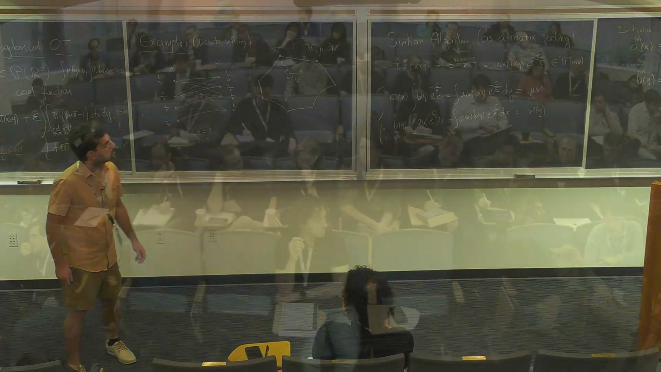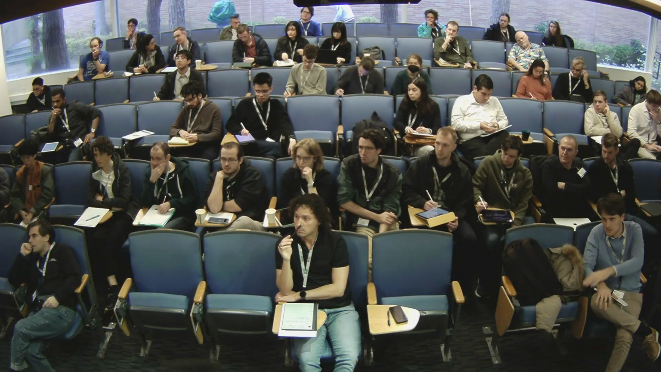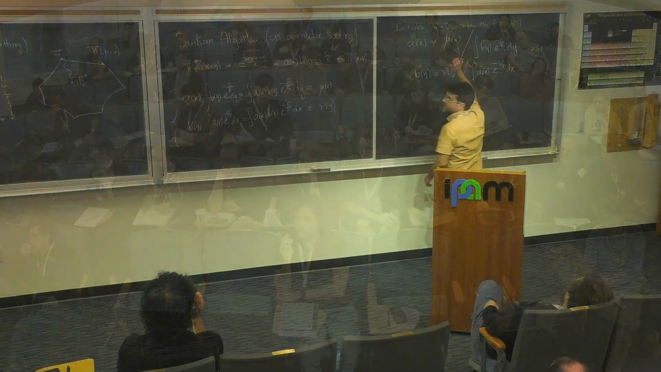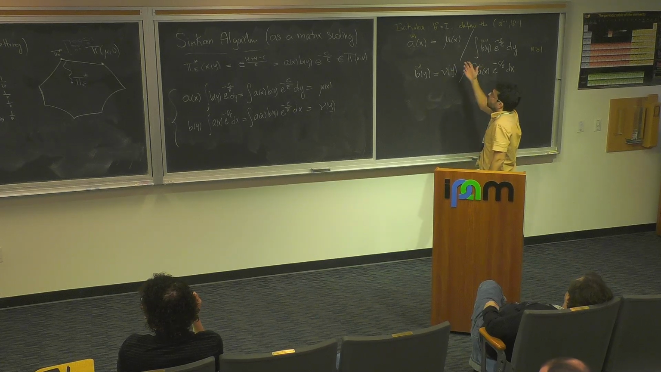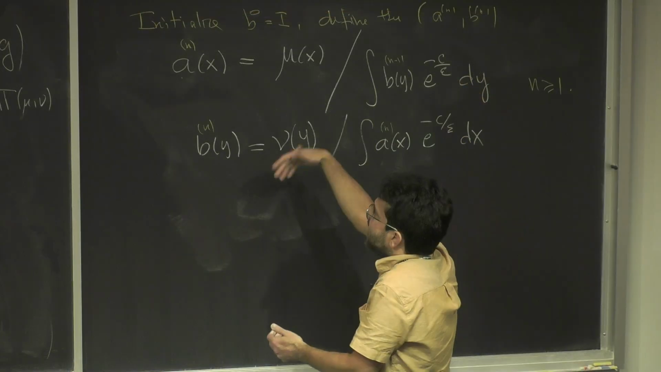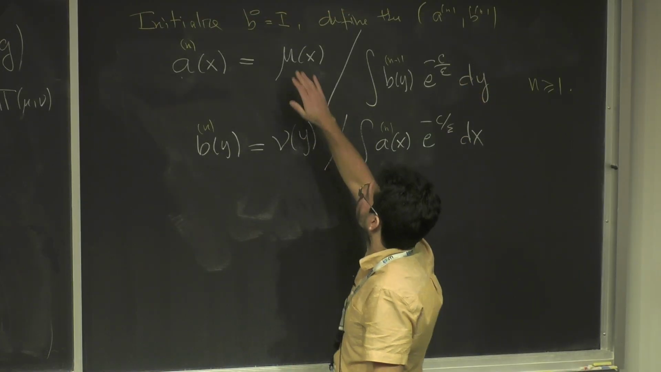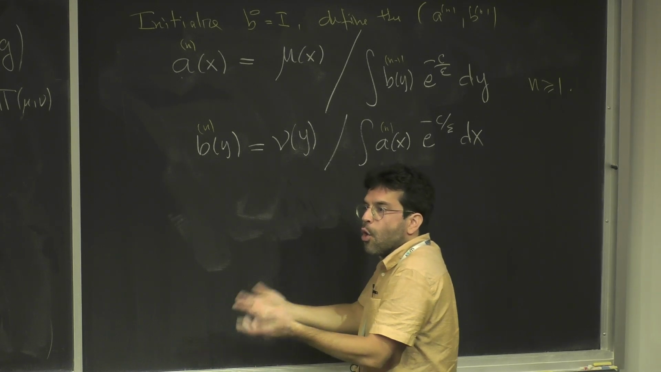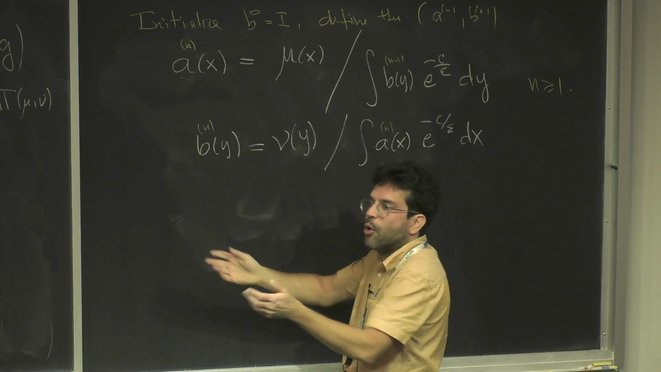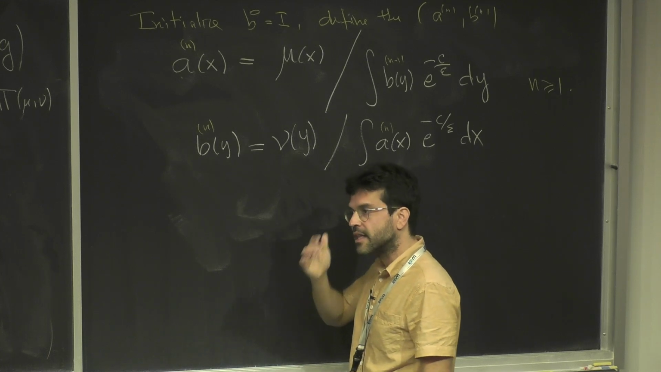Yes, b0 is identically 1. You initialize, for example, with something identically equal to 1, but you can initialize wherever you want. If you have any guess of what a and b should look like, or a warm start, you can start closer to what you expect.